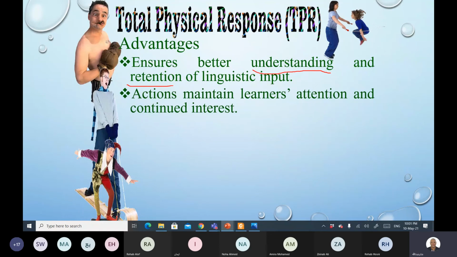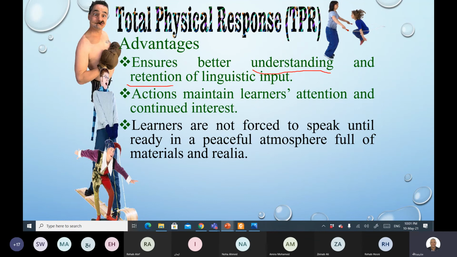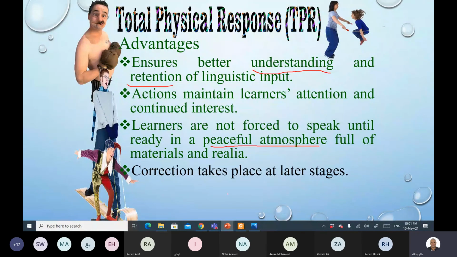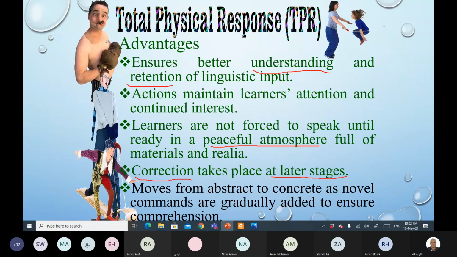The actions also maintain their attention and their interest, so the classroom will be fun. The learners will not be forced to speak، لأنه عليه بس إنه to respond physically, not speaking, not verbally. So it is a peaceful atmosphere. ما فيش خوف عليه إنه يغلط ولا إنه يقول حاجة فيها إحراج ليه إذا نطق غلط. عكس الaudio-lingual method, if there are errors that's okay, but the errors will be corrected but at later stages. فلو غلط مش مشكلة, we will correct him or her later, not instantly and not directly.